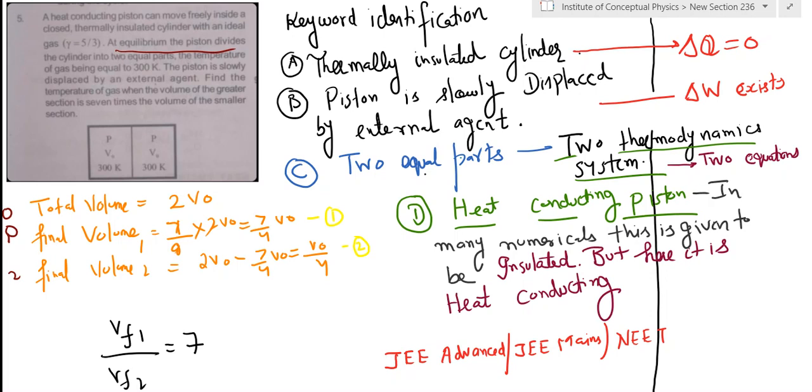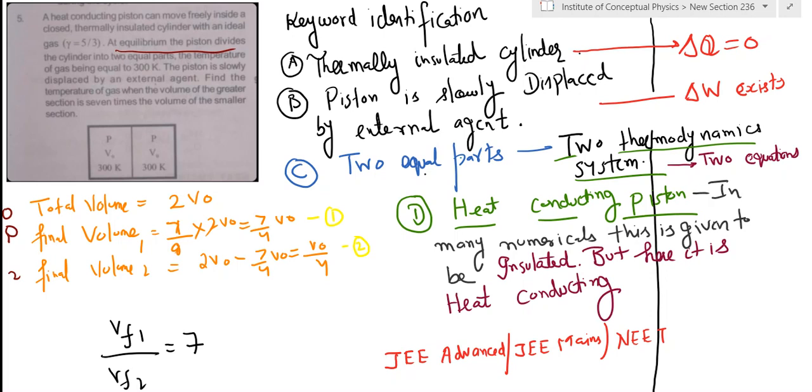The second important phrase which I captured from this numerical is that the piston is slowly moving by an external agent. It is being displaced slowly, which means you have an external force which is doing some work. So work is being done by the system, okay, and there is an external agent actually which is doing the work.